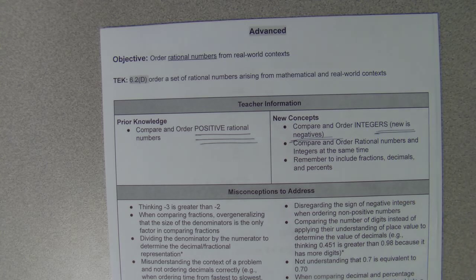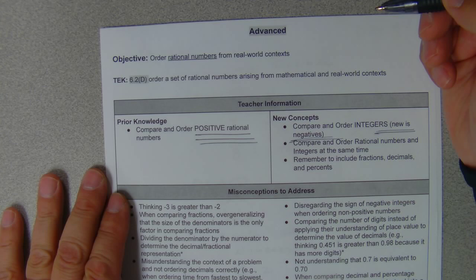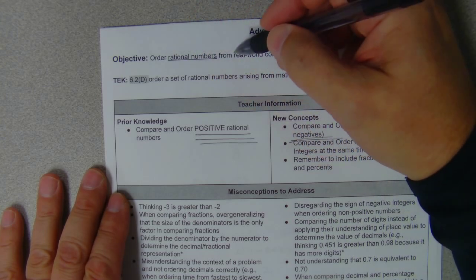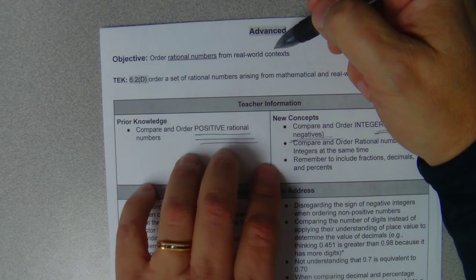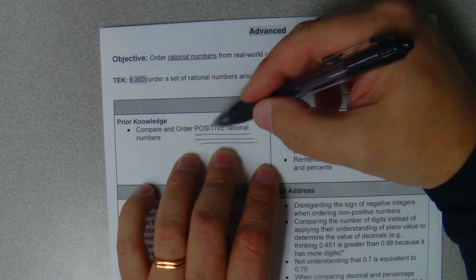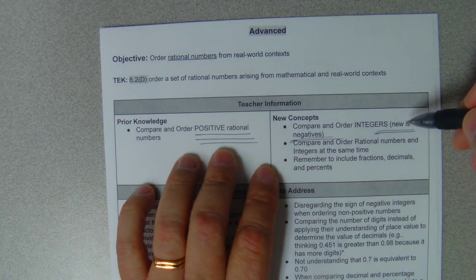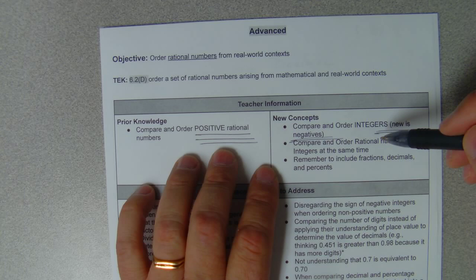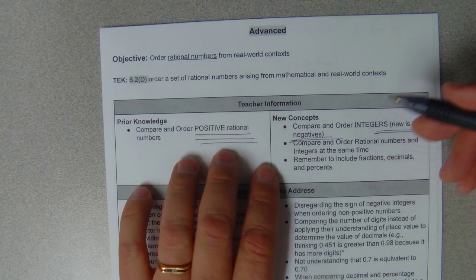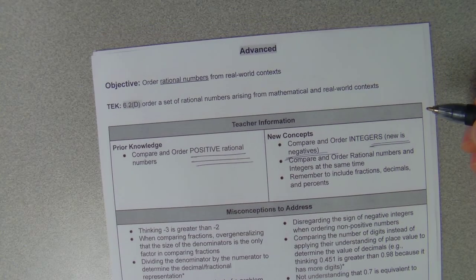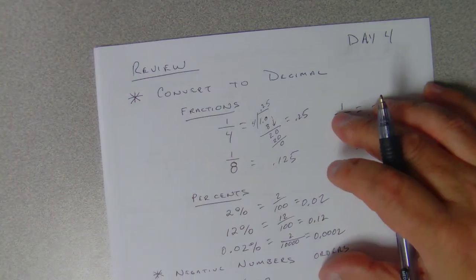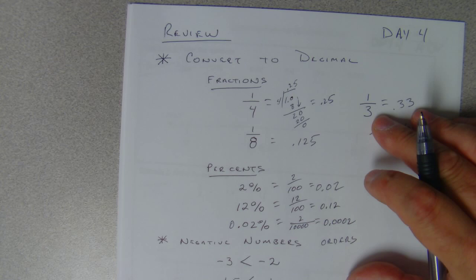Okay, let's get started with this. This is for the advanced class, the order of rational numbers from the real world. You're definitely going to see positive rational numbers, but you're also going to see negatives and fractions and decimals and percents. So let's get started.